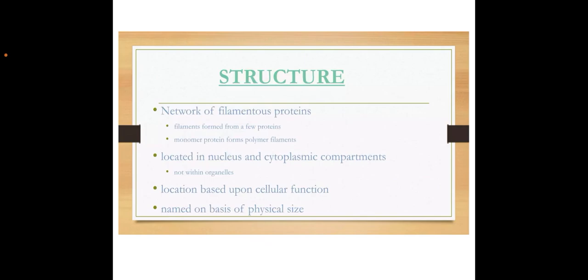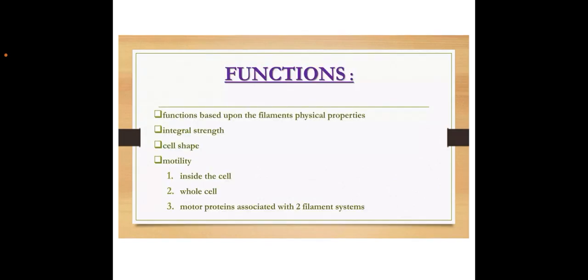If we talk about the location based upon cellular function, they are named on the basis of the physical size which they have. So if we talk about the functions, interactions or functions based upon the filament physical properties, such as what is the strength of the filament, what is internal strength, and how does it give shape to the cell, and how do they provide the motility for the movement of the cell, like inside the cell movement, whole cell movement, or motor proteins associated with two filament systems.